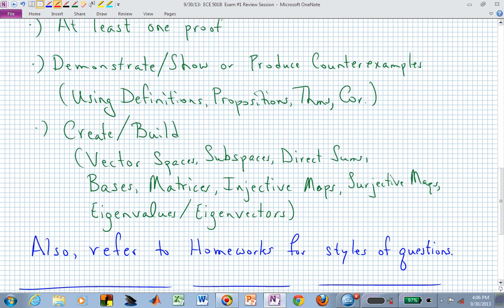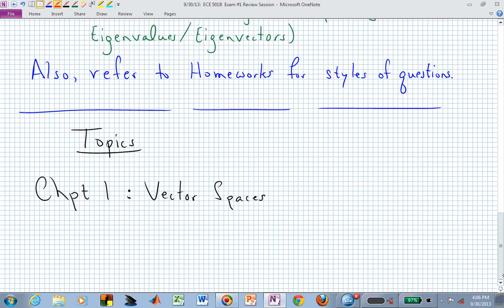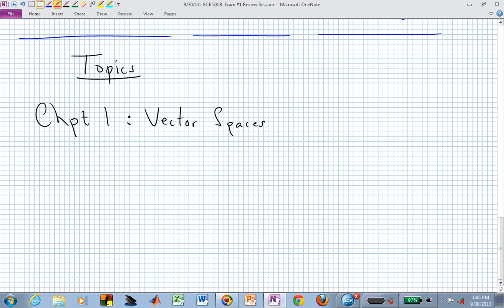Another place that you can refer to for the style of questions would obviously be the homework problems that have been assigned during the semester so far. Let's now quickly go through the topics, and this will really be a walkthrough of the material based on the textbook material. And we start with chapter 1, where we start with vector spaces.